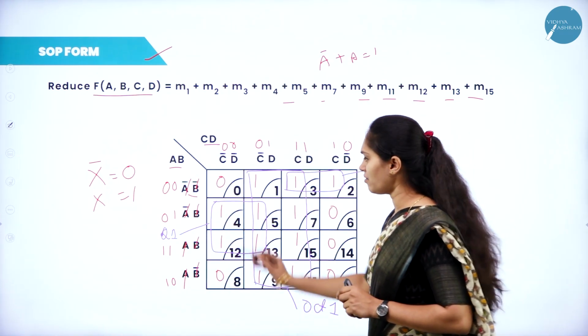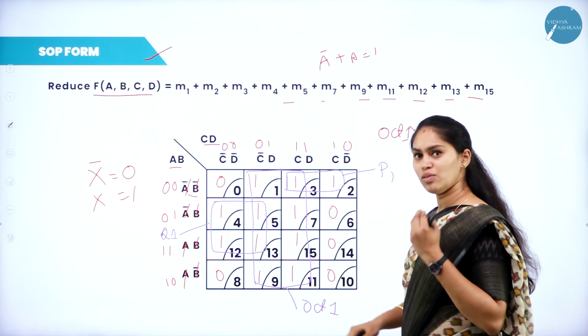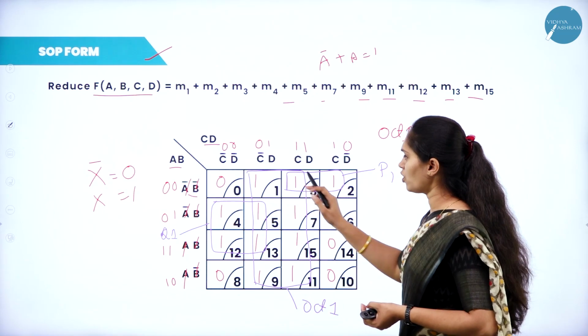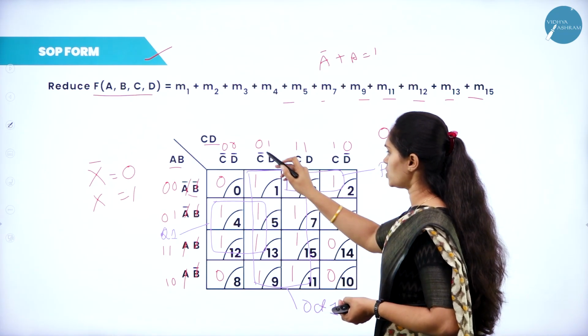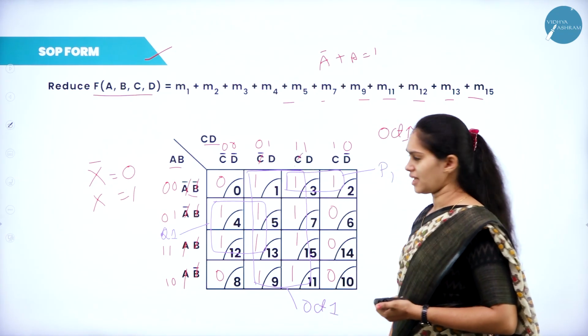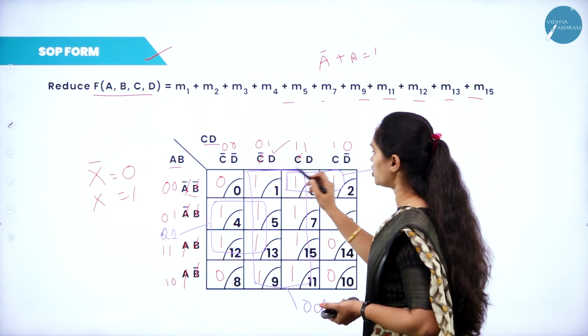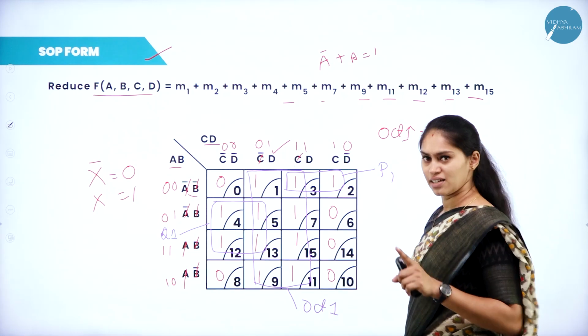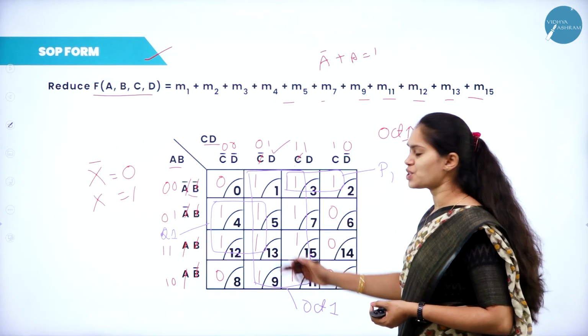That means we don't have any common variable in the rows. Then what is the common thing in the column? Here I have taken 2 columns, C bar D and C D. So C and C bar are going to be cancelled, and I am left with only D. So octet 1 is nothing but D. Now I have simplified this octet.